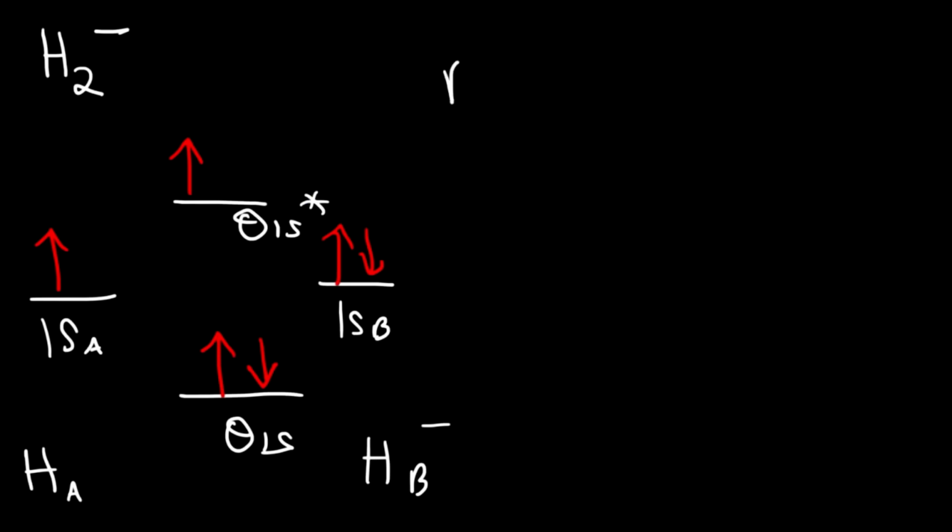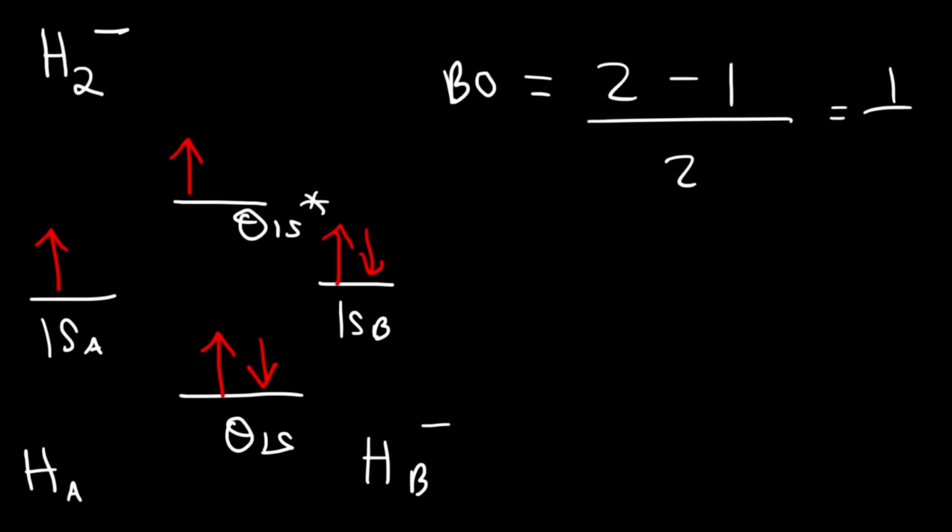So in order to calculate the bond order, it's going to be the number of bonding electrons, which is 2, minus the number of anti-bonding electrons, which is 1, divided by 2. So 2 minus 1 is 1. So the bond order is 1/2, which means it's less stable than H2, which had a bond order of 1. But this molecule could exist because the bond order is not 0. So it's somewhat stable, but not very stable.